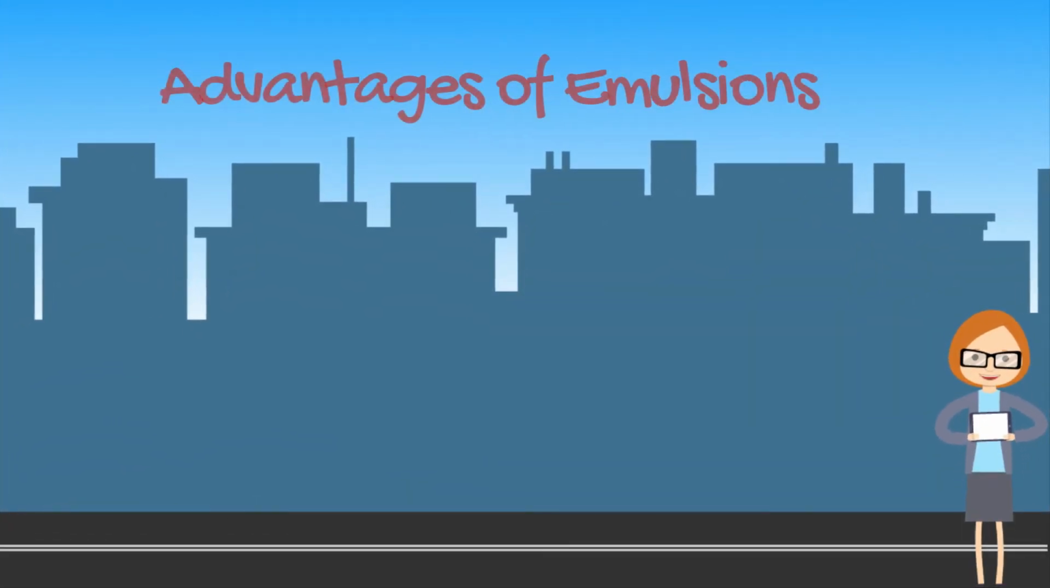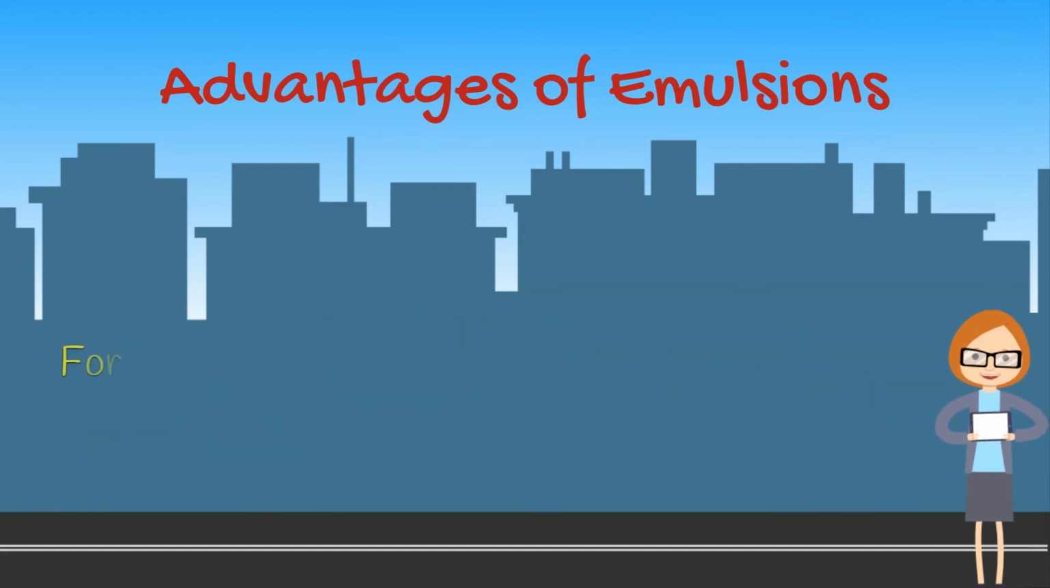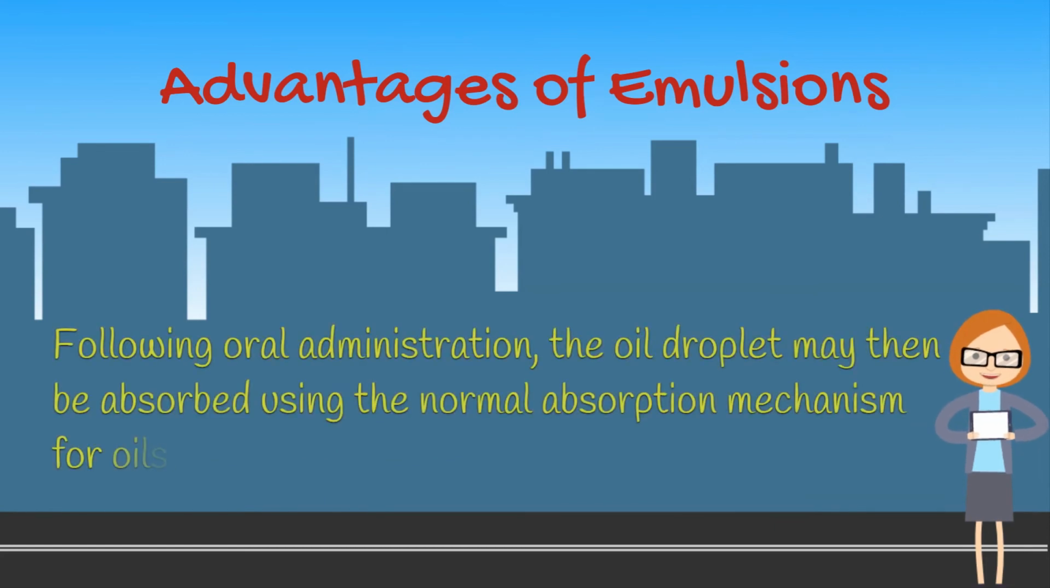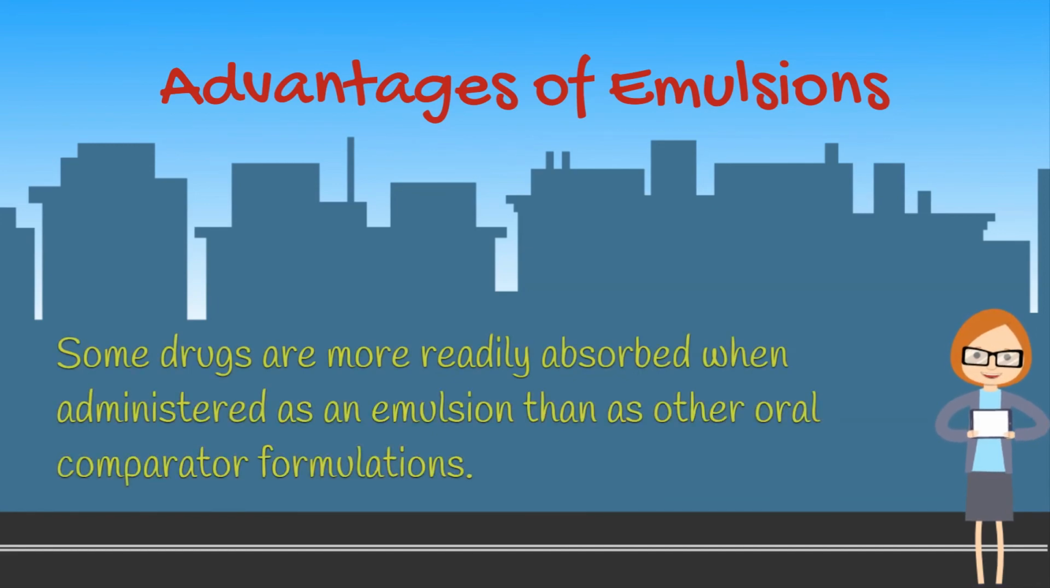The advantages of emulsions as pharmaceutical products include: pharmaceutical emulsions may be used to deliver drugs that are poorly soluble in water, but readily soluble in oils. For example, in oil and water emulsions, the drug substance is dissolved in the discontinuous or internal oil phase. Following oral administration, the oil droplets, and hence the drug, may then be absorbed, using the normal absorption mechanism for oils. Some drugs are more readily absorbed when administered as an emulsion than as other oral comparator formulations.